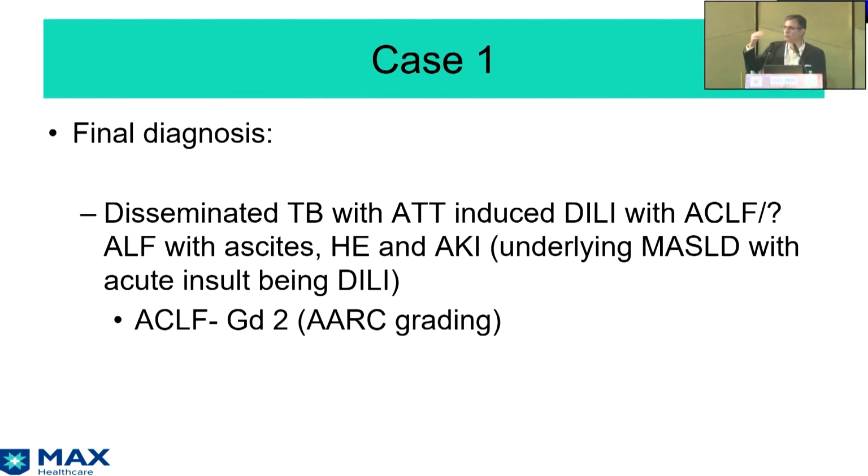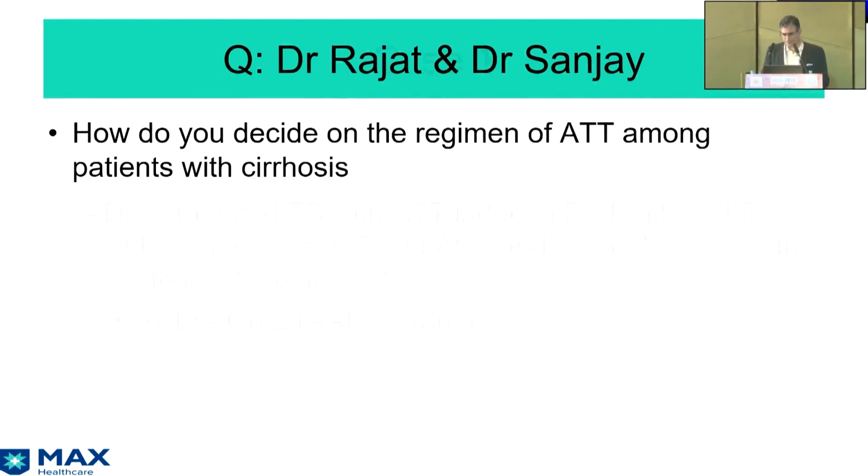I know some of the purists might want to call it ALF. Why not ALF? But that is not the point of discussion today. With ascites, HE, and AKI, possibly underlying MACLD with the acute insult being drug-induced liver injury. According to the ARC grading score, it was grade 2.